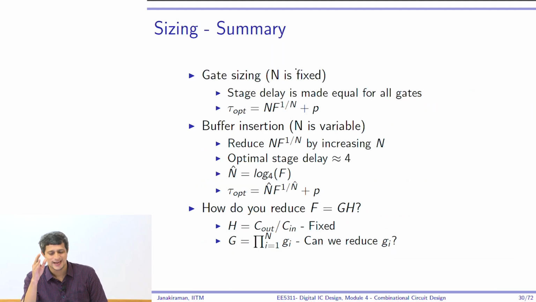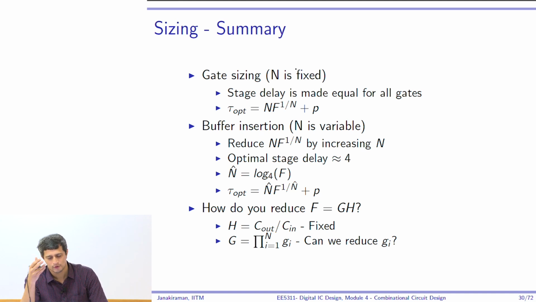So gate sizing, if n is fixed, that is the number of gates in the path are fixed, then the stage effort should be made equal for all the gates. That is, the optimal delay is n f power 1 by n plus capital P, not small p here. If n is variable, I can do something about n, then I reduce n into f power 1 by n by increasing n. Right? This is the counterintuitive part. Optimal stage effort should be approximately 4. And therefore, the optimal number of gates in the path should be log to base 4 of f.